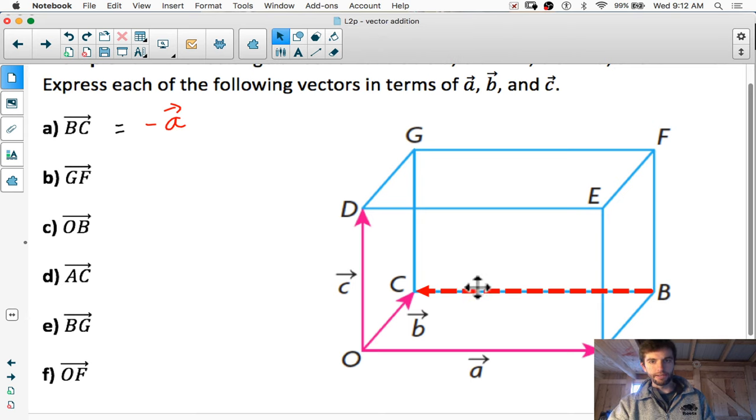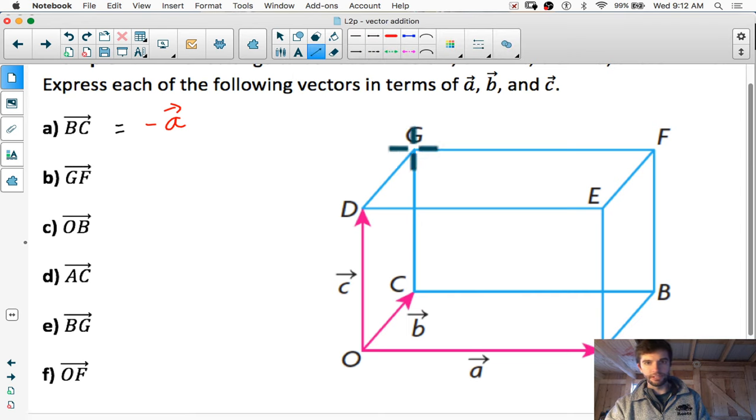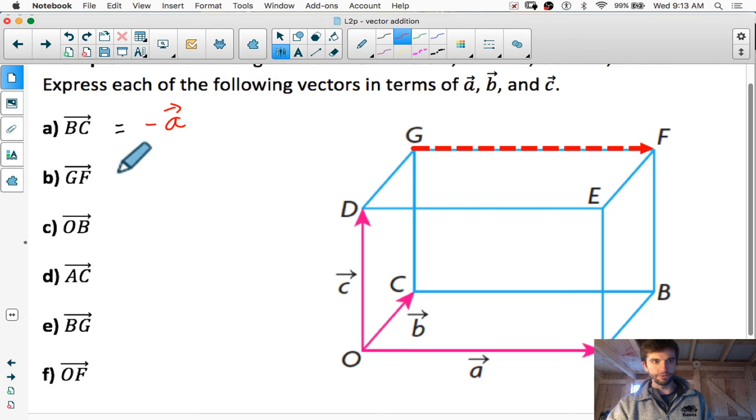Let's try part B, vector GF. So vector GF is up here. Notice that that vector has the exact same direction and magnitude as vector A, so this one is just equal to vector A.